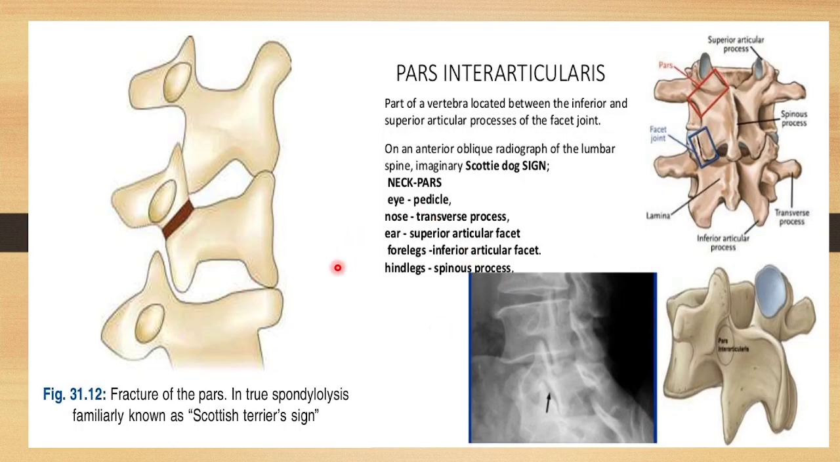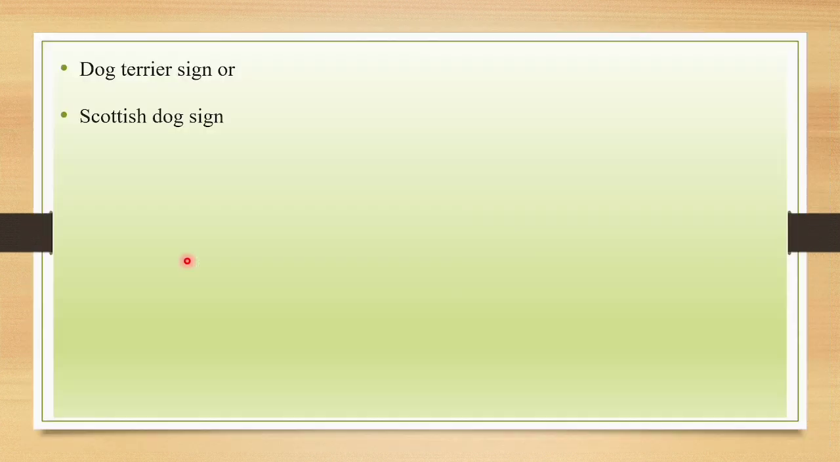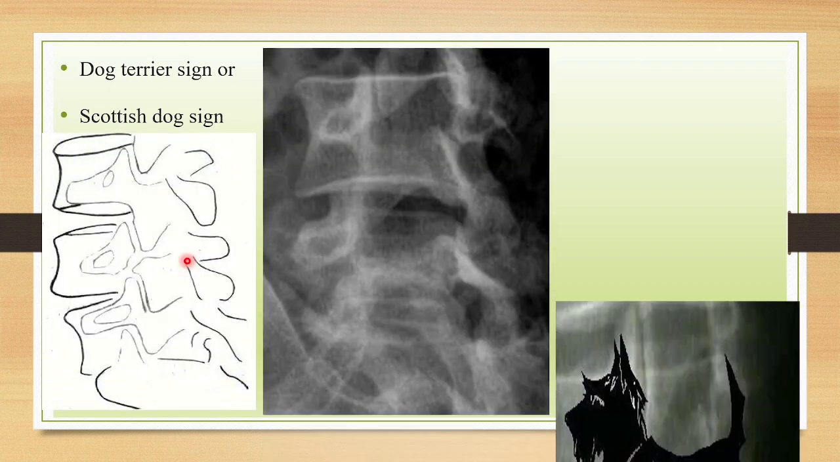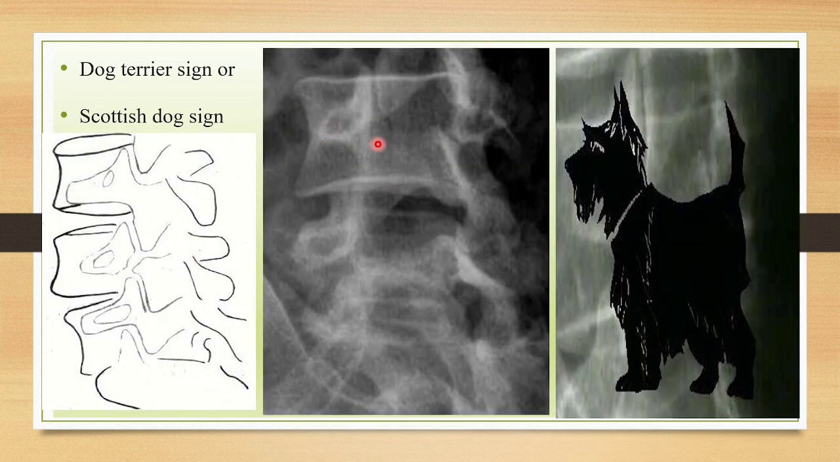So coming to the Scottie dog sign. You can see here, this is the neck, that is your pars interarticularis, the eye is your pedicle, the nose is your transverse process, the ear is your superior articular facet, the forelegs are your inferior articular facet, and the hind legs are your spinous process. So this is the Scottie dog sign, which is clearly seen in your radiological findings.